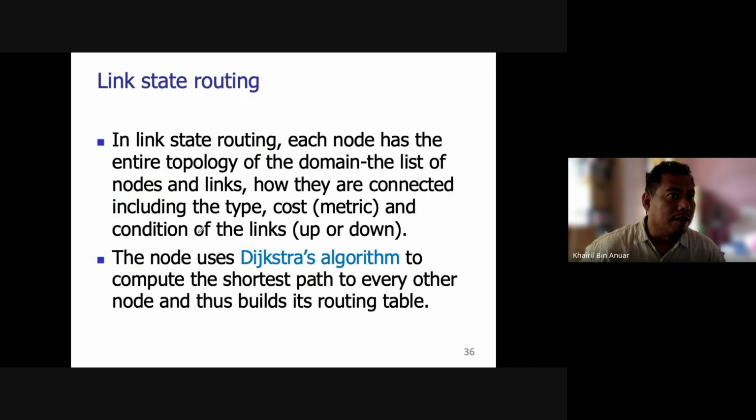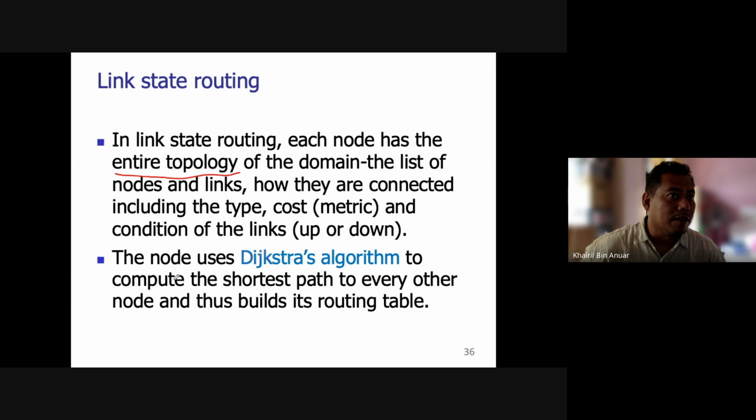And then you have another type of protocol we call link state. In link state routing, each node has the entire network. This is where you have the whole routing information for each and every one of your routers. It has the entire topology of the domain, the list of nodes and links, how they are connected, including the type, cost metric, and condition of the link, up or down.